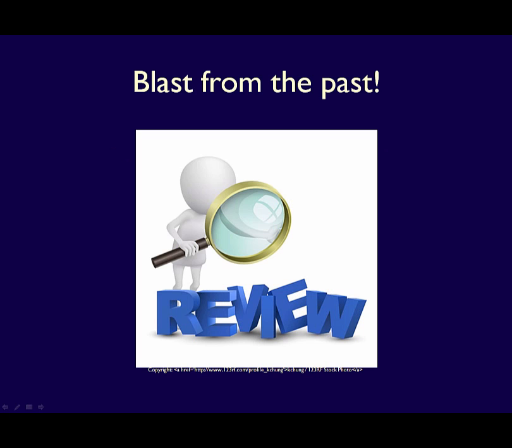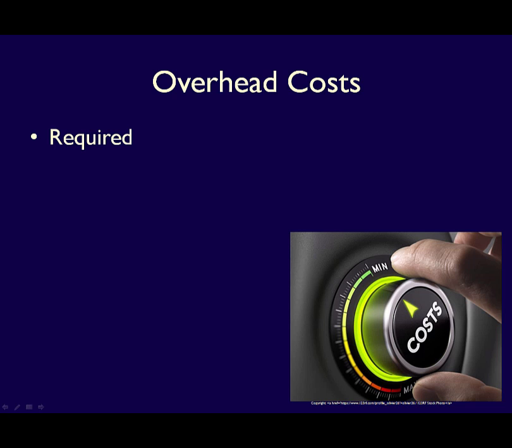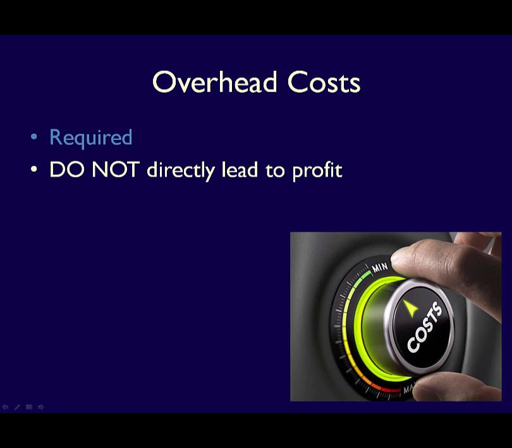But let's start with a blast from the past, just to remind you about past terms or concepts that you'll need. Overhead are those costs required to run a business, but they don't directly lead to the generation of profits. Overhead is also known as burden or indirect costs. They are indirect because they can't be directly traced to any specific business activity, product, or service, but they do provide critical support for the generation of profit-making activities and are therefore necessary.